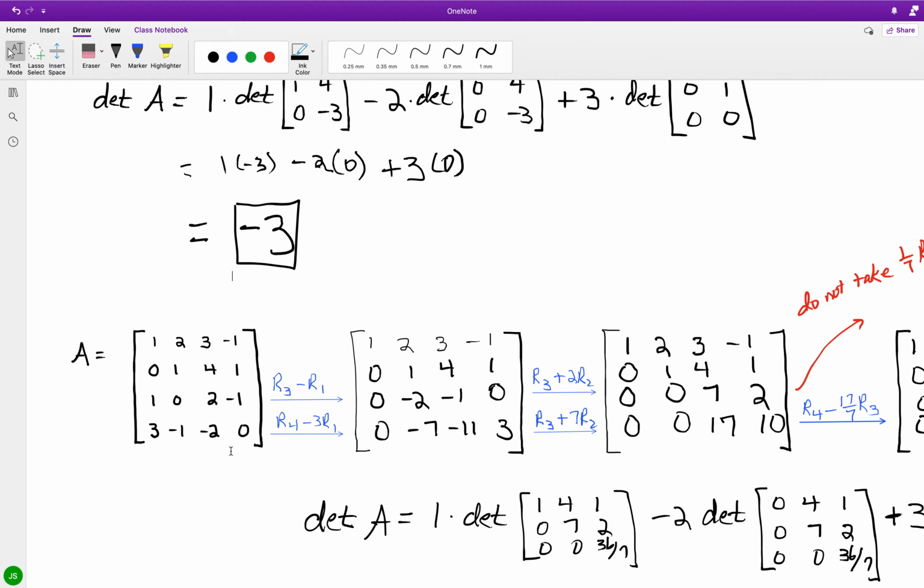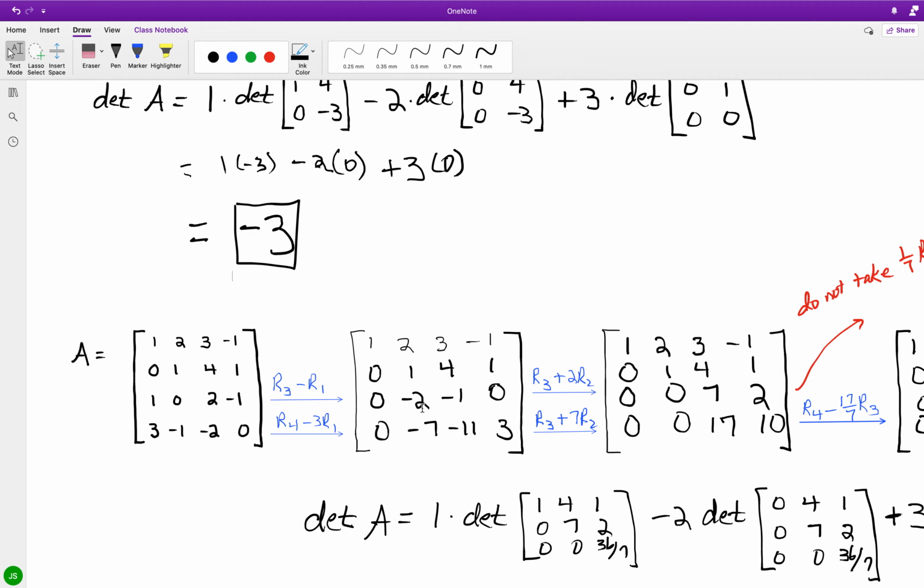Okay, so third row becomes 0, -2, -1, 0. Last row becomes 0, -7, -11, and 3. So I have 3 zeros. And if you notice, we have first pivot position in the upper left-hand corner at 1. Next pivot position, we have the one that follows in the second column. And for the numbers underneath, again, I want to form a triangular array of zeros.